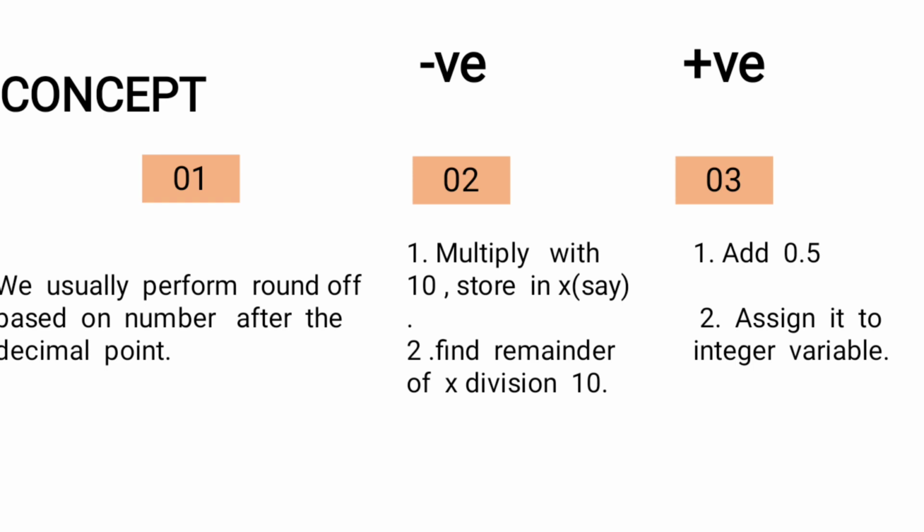To write the code for round off of negative floating point values, first we have to access the number after the decimal point. For that, first we have to multiply the decimal with 10 and store it in some variable x. The second step is to find the remainder of x divided by 10. To understand this, let's see one example.